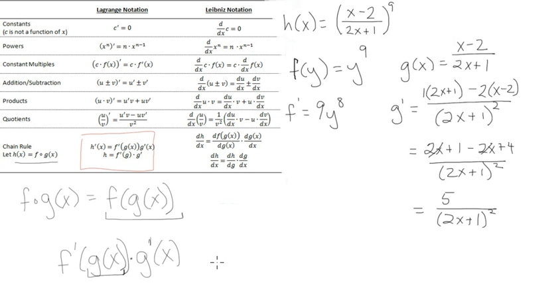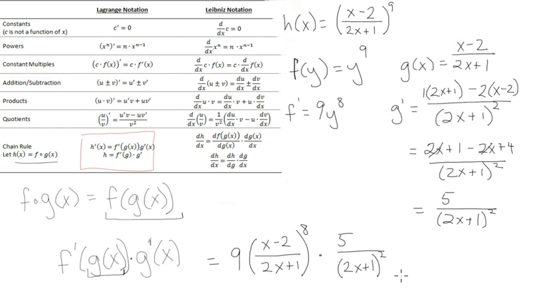And the final step, I'm going to apply the chain rule. I look up at my derivative of the first function. I have 9 times, I'm going to substitute in g of x for y. So that's (x minus 2) over (2x plus 1), quantity to the 8th, times the derivative of g, which is 5 over (2x plus 1) squared.